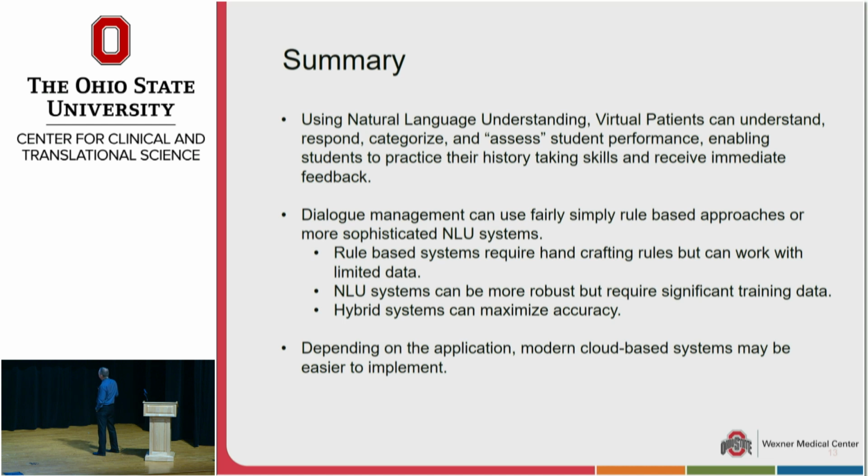Dialogue systems can be fairly simple, rule-based pattern matching approaches or sophisticated machine learning. The rule-based systems require handcrafting rules, but they're good to start with, especially if you don't have a lot of training data. Machine learning systems can be actually much more robust, but they require a lot of training data. And actually, hybrid systems can work pretty well. The 4 finalists for the Alexa Prize last year to create a conversational AI all used a hybrid system for their approach to manage the dialogue.